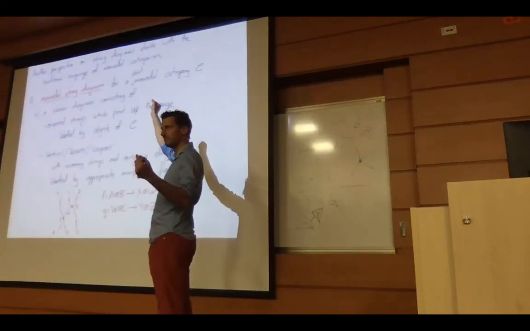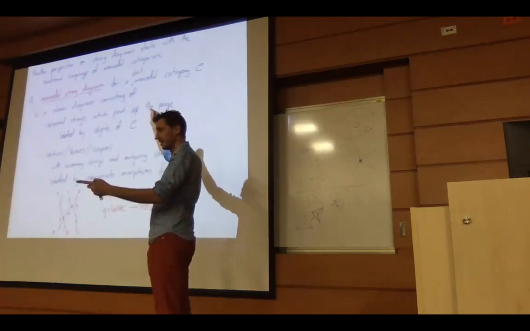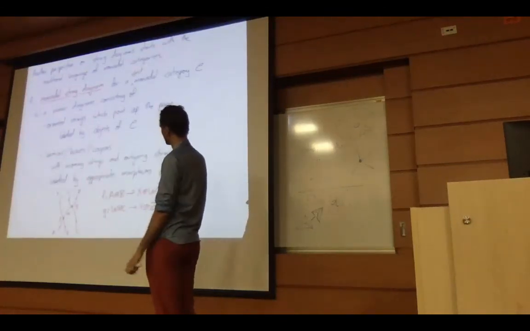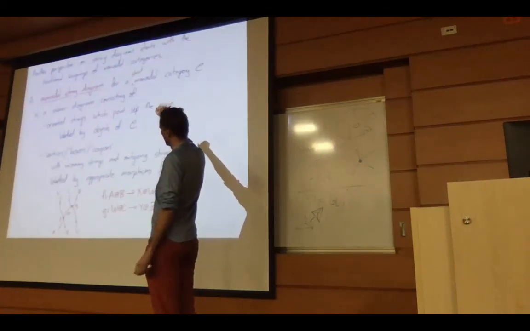What does strict mean? Yeah, the associator is just the identity on the nodes. You don't need to worry about parentheses when we tensor objects together. Let's say we start with a strict monoidal category.